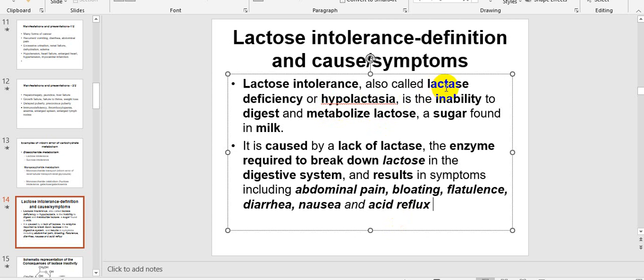So you realize that it's not easy when you take in milk, because the enzyme to break down milk sugar is called lactase. Lactose is called milk sugar, and it is broken down by lactase. If lactase is deficient or not available in somebody, that person is not able to break down lactose to glucose and galactose. So lactose will remain in the person and it will cause abdominal pain, bloating, flatulence, diarrhea, nausea, and acid reflux.